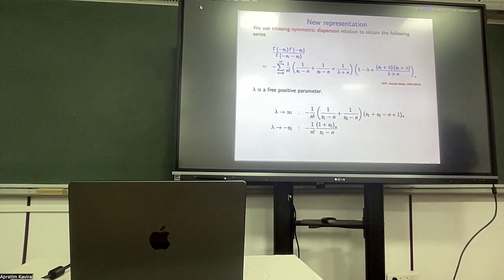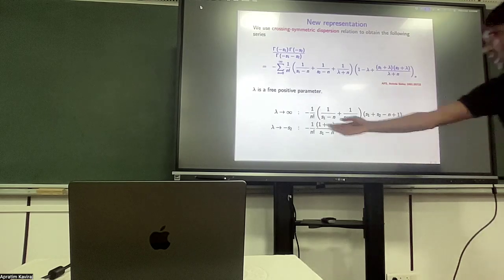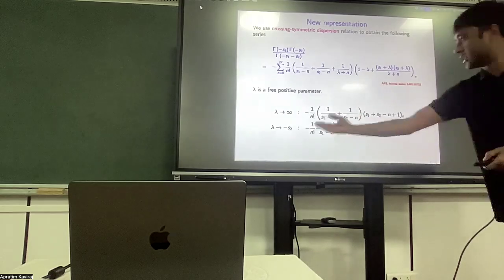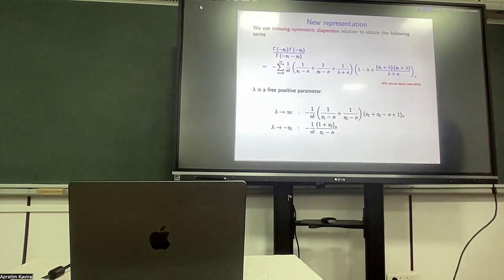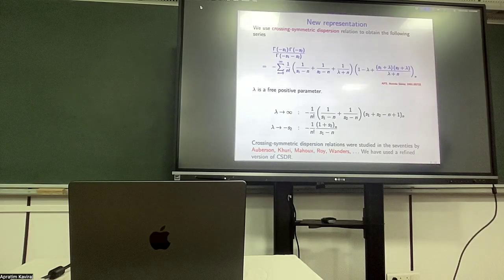So why is this a field theory? Yes, it's true it is not a field theory, but I'll say why we are calling it an approximate field theory. And lambda going to minus s2 is the usual fixed-t expansion that we encounter. Is it something like fixing a gauge? One can think of that, some gauge or field redefinition ambiguity.